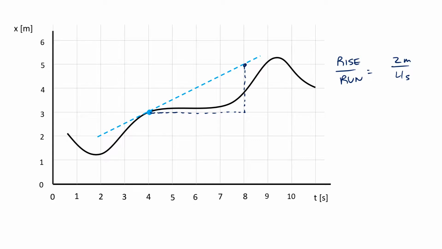Typically, a problem will give you enough that you can do something like this. Or they'll just tell you, right at time 4 seconds, the velocity is this. And then you don't have to do this.